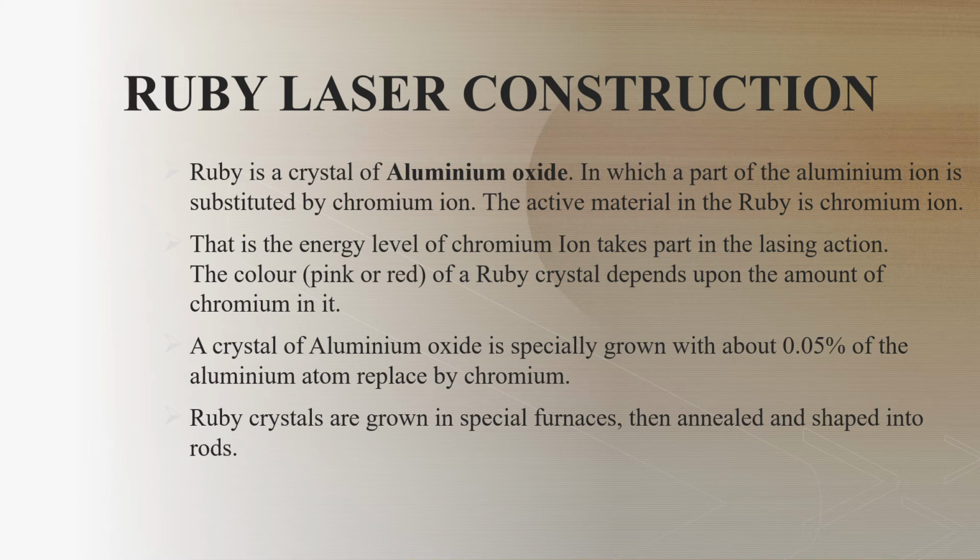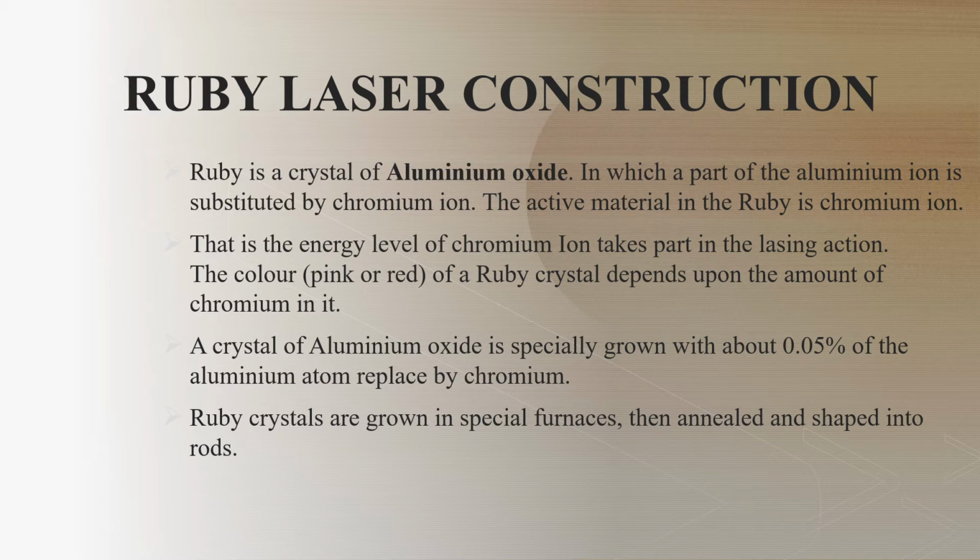Ruby laser construction. Ruby is a crystal of aluminum oxide in which a part of the aluminum ion is substituted by chromium ion. The active material in the ruby is chromium ion. That is, the energy level of chromium ion takes part in the lasing action. The color, pink or red, of ruby crystal depends upon the amount of chromium in it. A crystal of aluminum oxide is specially grown with about 0.05% of the aluminum atoms replaced by chromium.